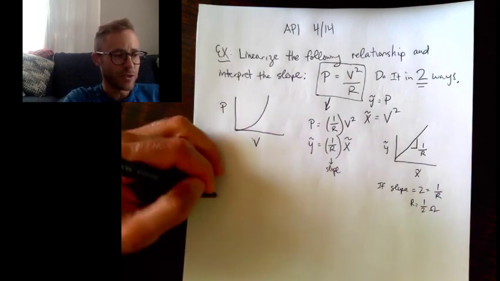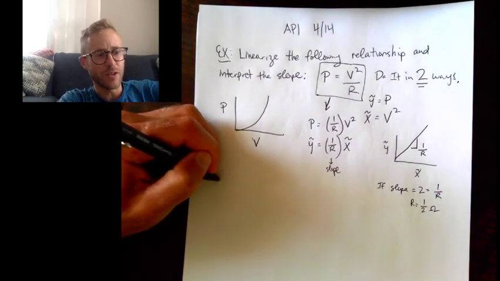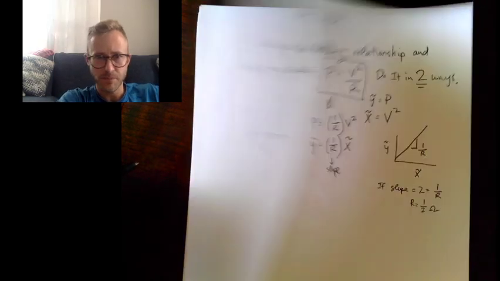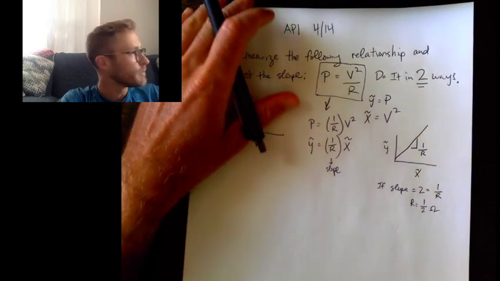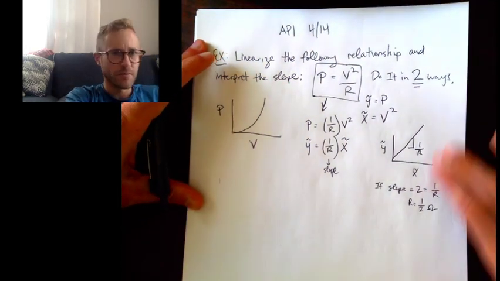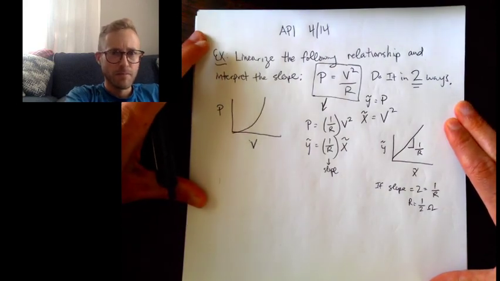To get another version, because I said I want you to linearize the graph in two different ways. It's windy here. My paper's flipping up.